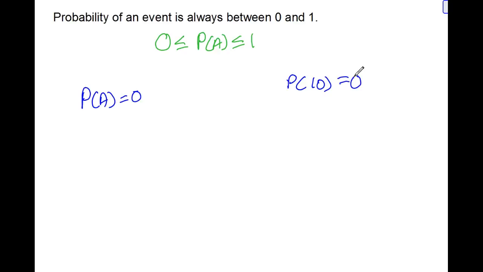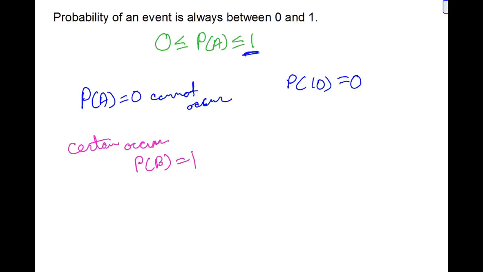Now, we also look at those that have the probability of a 1. For something to have the probability of a 1 means that it's certain to occur. So these cannot occur. Something that has a probability of 1 is certain to occur. It means it doesn't matter how you look at it, it's going to occur. That would mean that its probability, we'll say event B, is going to be 1.